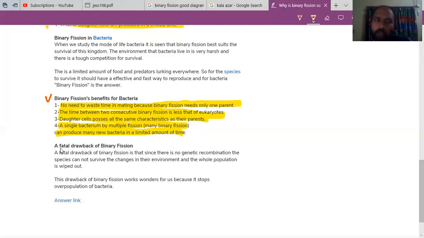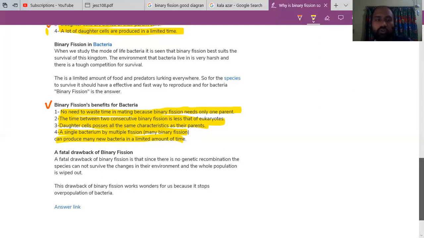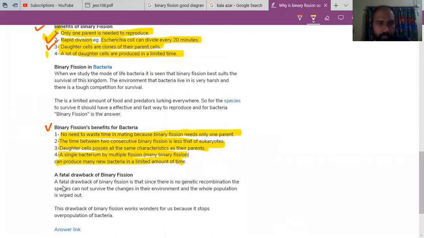Now, what are the drawbacks? So here one drawback is being discussed. A fatal drawback of binary fission is that since there's no genetic recombination, the species cannot survive the changes in the environment and the whole population is wiped out.